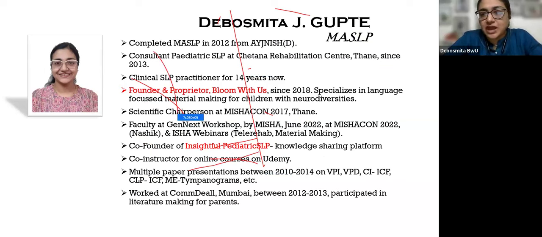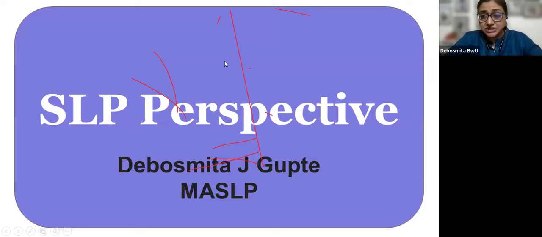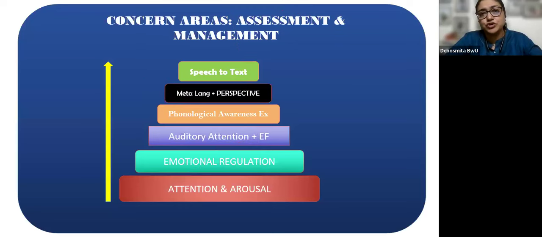I am Debosmita Gupte. I am a clinical practitioner for the last 14 years. I'm a speech-language pathologist. The next slide, please. I've started making materials for all our neurodiverse kids for the purpose of language development. Next slide, please. From the SLP perspective, I have made this pyramid to look at both concern areas for assessment as well as management.